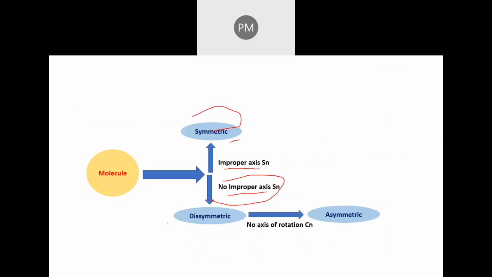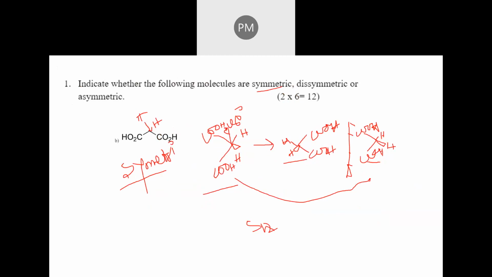Now the symmetry elements. We already talked about the improper axis of rotation. If an improper axis is present, then the molecule is symmetric. If there is no improper axis, then it will be dissymmetric. Not all dissymmetric molecules are chiral. Among dissymmetric ones, there can be an axis of rotation, and this molecule will be dissymmetric and chiral. We have to find out whether the molecule has symmetry, dissymmetry or asymmetry.